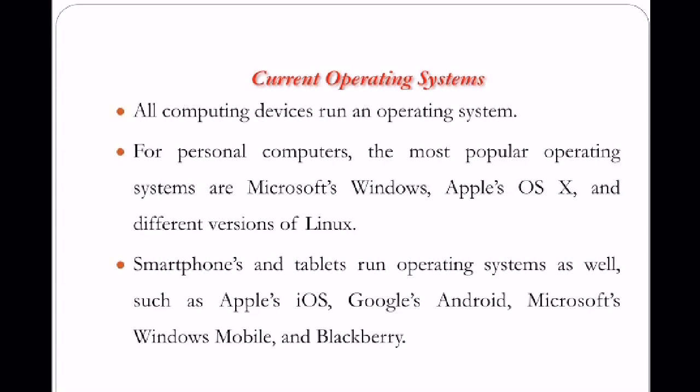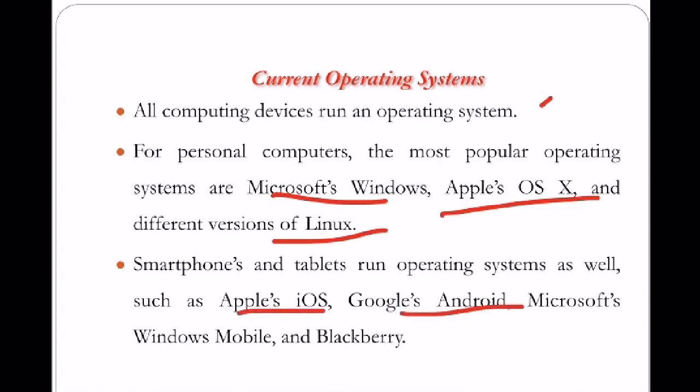And when you see current operating systems, all computing devices, whether smartphones or tablets or computers, need an operating system. And for personal computers, we have three types of operating system: Microsoft Windows, Apple's operating system X, and different versions of Linux. And for smartphones and tablets, we have Apple's iOS operating system, Google's Android operating system, Microsoft Windows mobile operating system, and also the BlackBerry operating system.